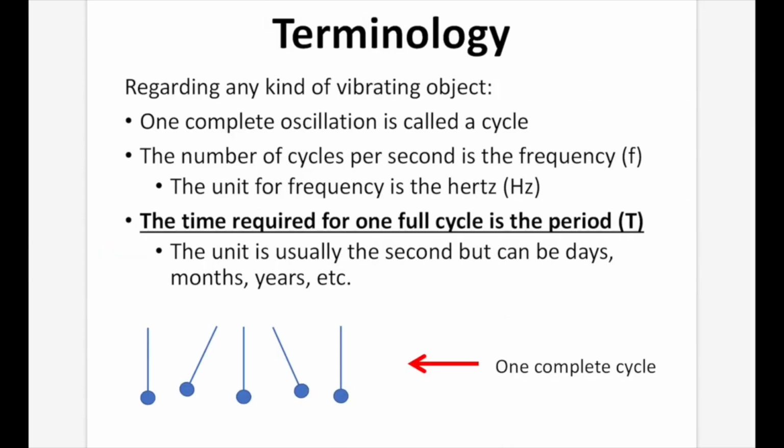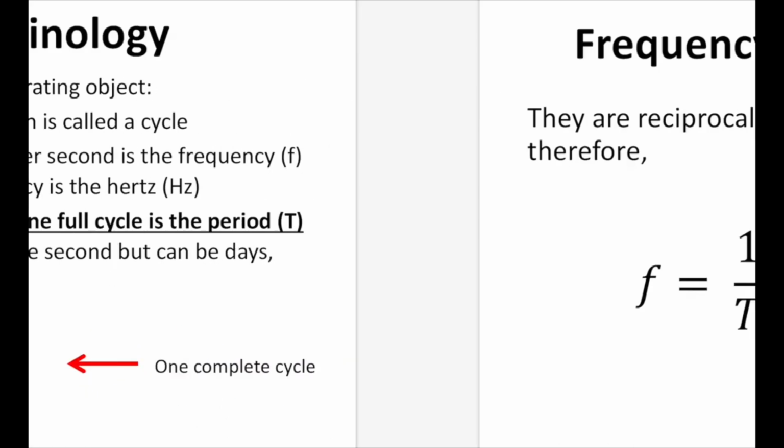Terminology. Regarding any kind of vibrating object, one complete oscillation is called a cycle. The number of cycles per second is called the frequency, and the unit for frequency is the hertz. The time required for one full cycle is called the period, and the unit is generally seconds, but it can be days, months, years, etc. So in this case, in the bottom, this would be one complete cycle. You're going to start at the bottom, you're going to go to the left, you're going to go back to the bottom, you're going to go to the right, and you're going to end at the bottom again.